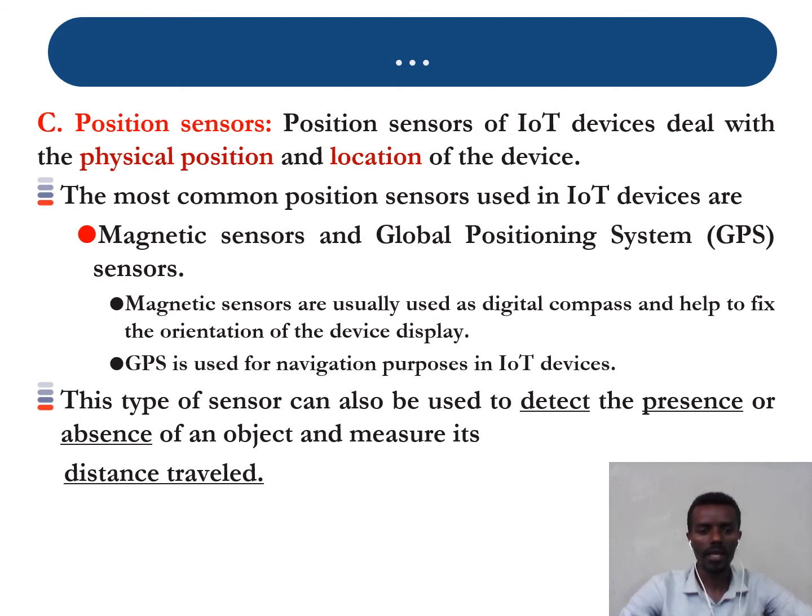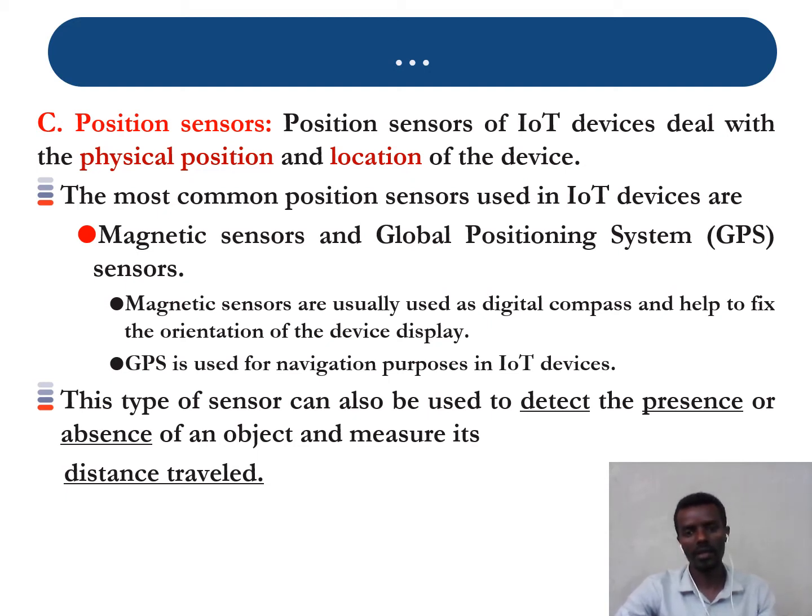Fine, and the other one is the position sensors. The third one is the position sensors. Actually, these position sensors deal with the physical position or location of the devices. That means, using GPS, the exact location of things, maybe living or non-living things, identifying where it is available or where it is found. It may use the magnetic sensor, or it may use the GPS sensor.